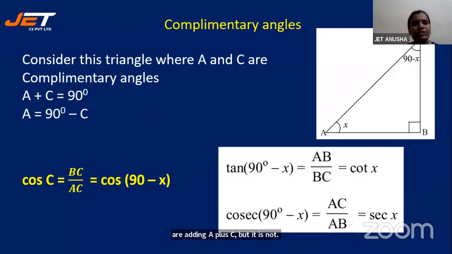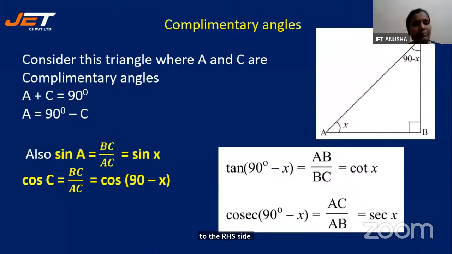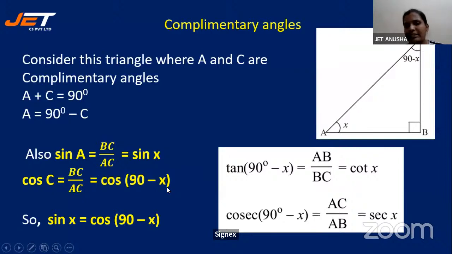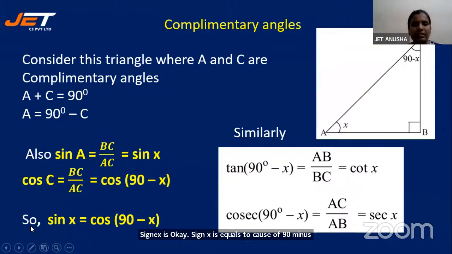So A is equal to 90 minus C. We are transposing C to the RHS, so it becomes A is equal to 90 degrees minus C. So sin A is equal to what? BC by AC. That is nothing but your sin x. So sin x is equal to cos of 90 minus x. Or cos of 90 minus x is what? Sin x. Similarly, we have this also.